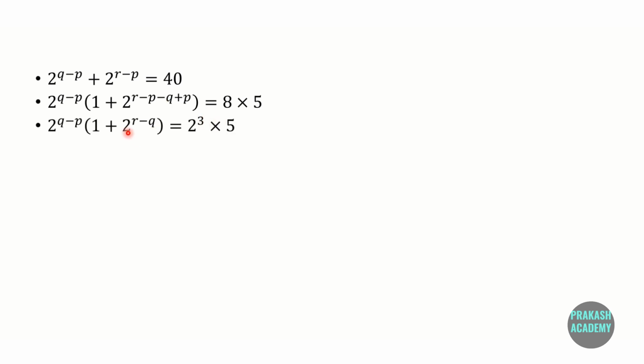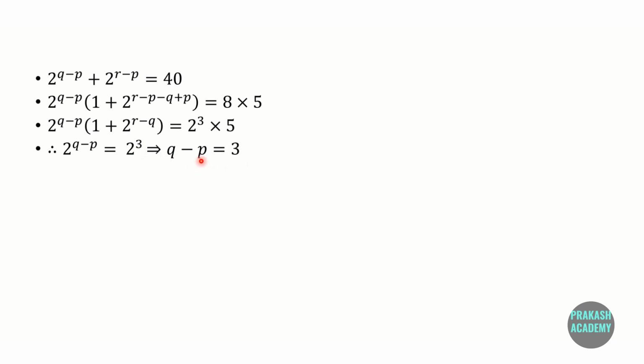So this is 2 raised to the power R minus Q. And for T, I can write 8 into 5, and 8 I can write as 2 raised to the power 3. Now once again, same situation. I can compare this part with this part, and I can compare this part with this part. So if you compare, you can say 2 raised to the power Q minus P equals 2 raised to the power 3. This means Q minus P is equal to 3.